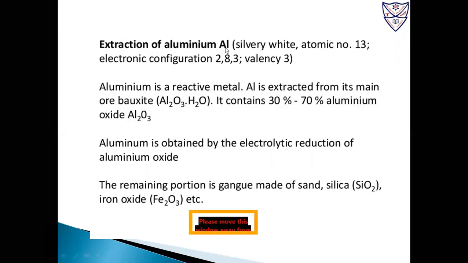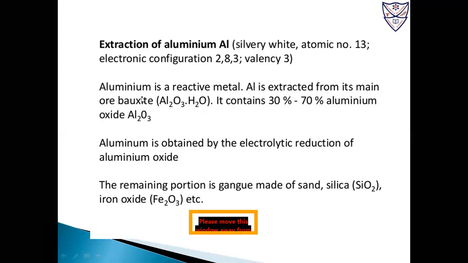Now extraction of aluminium, how will we start? The electronic configuration is 2, 8, 3. What is the valency? This one is the outer shell. The first orbit contains 2 electrons, the second orbit contains 8 electrons, and the third orbit contains 3 electrons. Aluminum's atomic number is 13, so we write 2, 8, 3. First always 2, second orbit always 8, but you have to calculate. 2 plus 8 is 10, 10 plus 3 is 13. So 13 is there. So what is the valency here? Valency is 3.